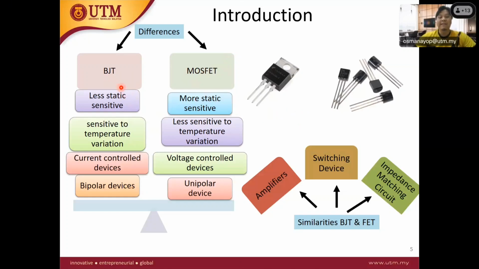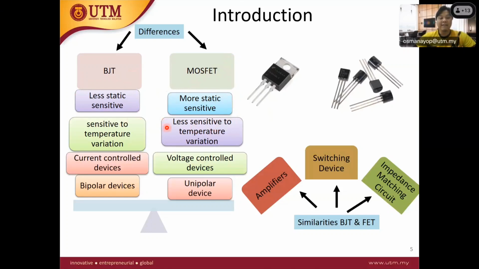So compared to BJT, MOSFET is more static sensitive because MOSFET is a voltage control device. BJT is a current control device, so your input is always IB, the base current, which will be amplified into the collector current. But for the MOSFET, your input is voltage, which is VGS, and your output is current, which is the drain current ID.